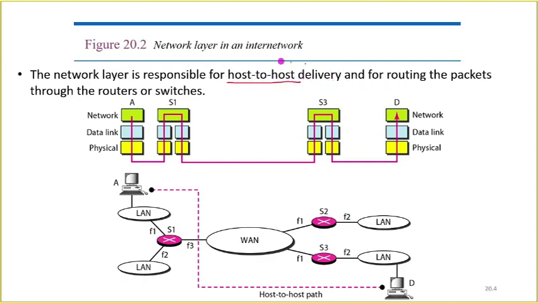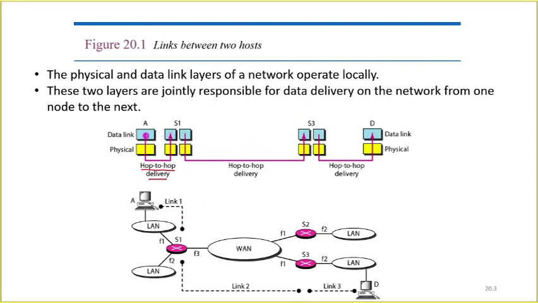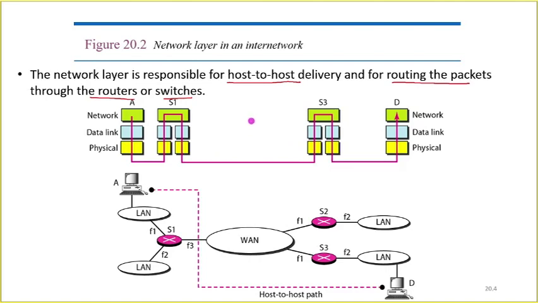And this network layer is also used for routing the packets to routers or switches. Here the data starts from the source A at the network layer, and it is not dropped at the switches. It goes through the network layer of the switches, but finally reaches the destination. But in the previous case, it starts here, and this is the destination for this communication. In the network layer, the direct host to host delivery is done.